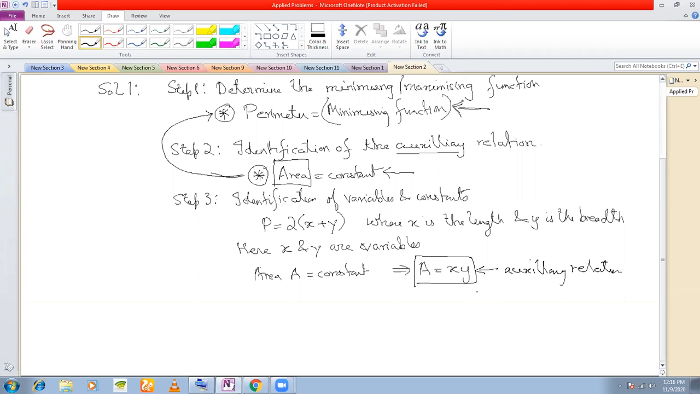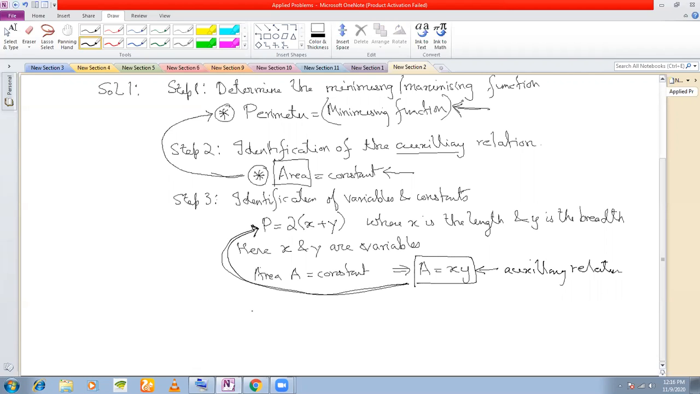Now what will the auxiliary relation do? With the help of the auxiliary relation, we are going to minimize this function, right? This is what I told you in step 1 and step 2, that with the help of the auxiliary relation, you will have to minimize or maximize the function. So with the help of this relation, A is equal to xy, I am going to minimize or maximize this function.